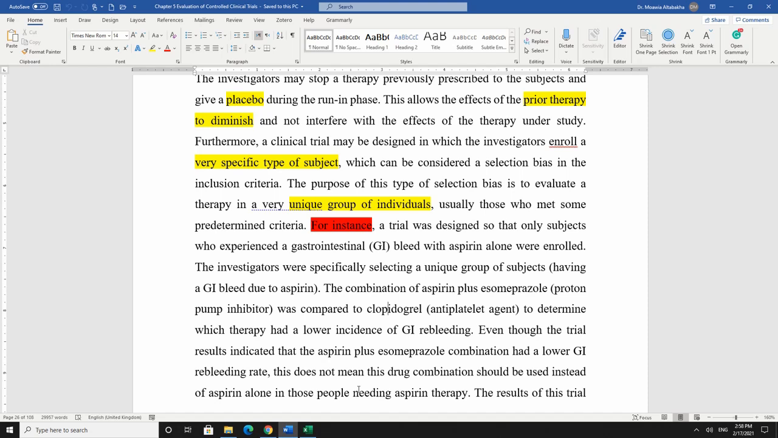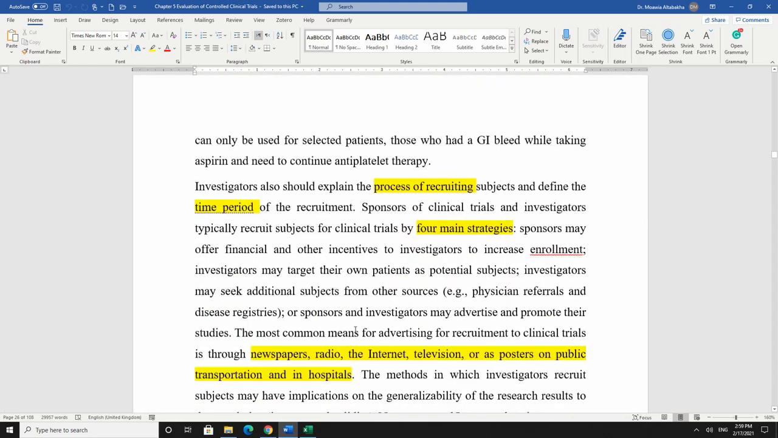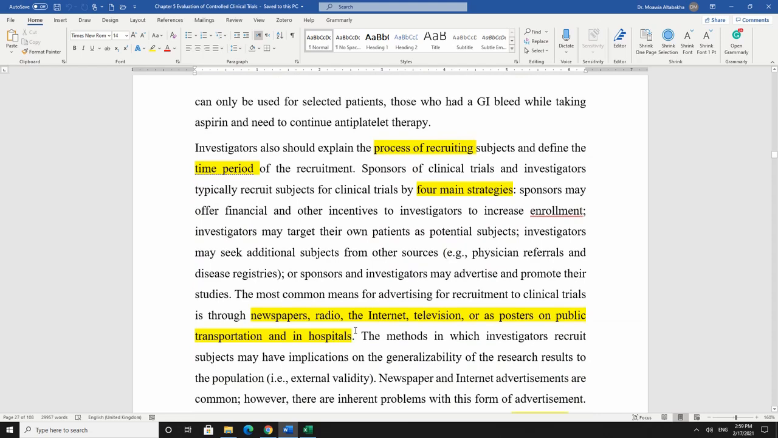So the run-in phase here, where they are waiting to see whether there will be bleeding or not, is not considered bias clearly, because their aim in the beginning is to recruit subjects that after taking aspirin will be bleeding and then involve them in the trial. So you have to be aware of the possibility of selection bias, especially when there is a run-in phase or lead-in phase.